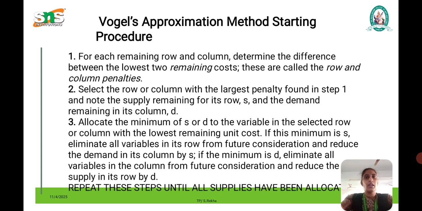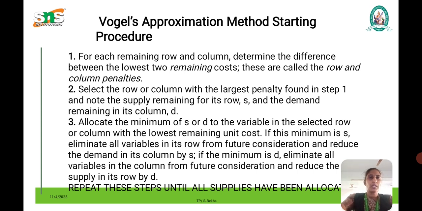Next we can choose the other method, the Vogel approximation method. This method is very important, and it is one of the best methods to find the transportation cost using the largest penalty. In the largest penalty method we find the minimum and next minimum values, define the difference between the two, and eliminate the variables in the column from future consideration and reduce the supply in the row. Repeat this procedure until all the supply has been allocated.